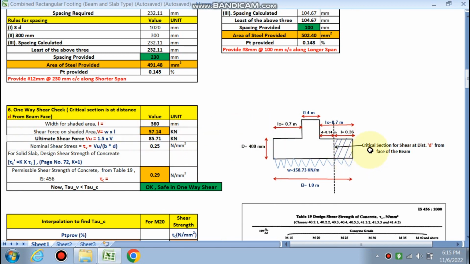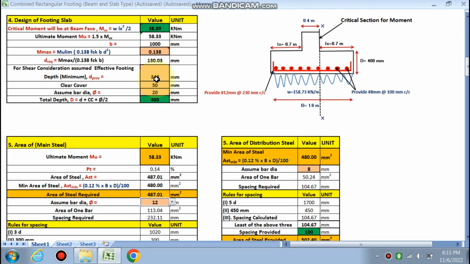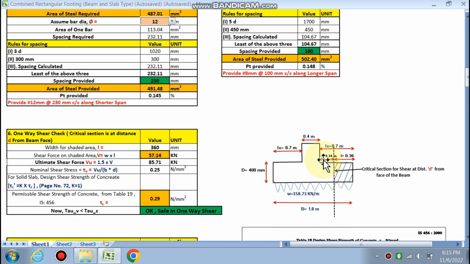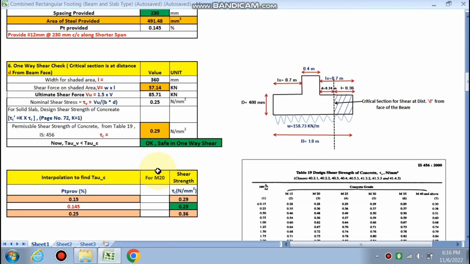One way shear check: the critical section for shear is at a distance of d from the face of the beam. We have chosen d as 340 mm, 0.34, so the balance is 0.36. The width of the shaded area is 360. Shear force is W into L, where W is 158 and L is 0.36, giving 57.14. The ultimate shear force is 1.5 times V. Tau V is VU upon BD, which comes out to be 0.25.